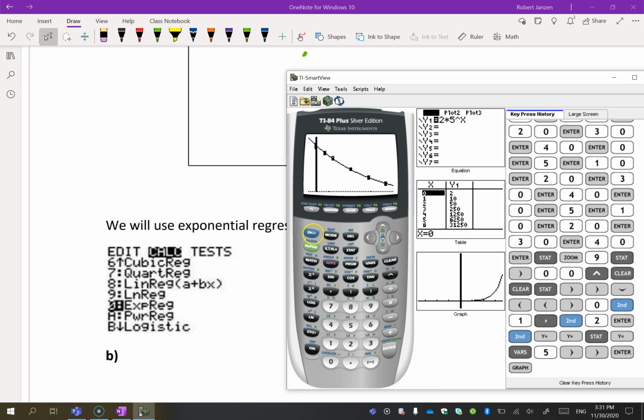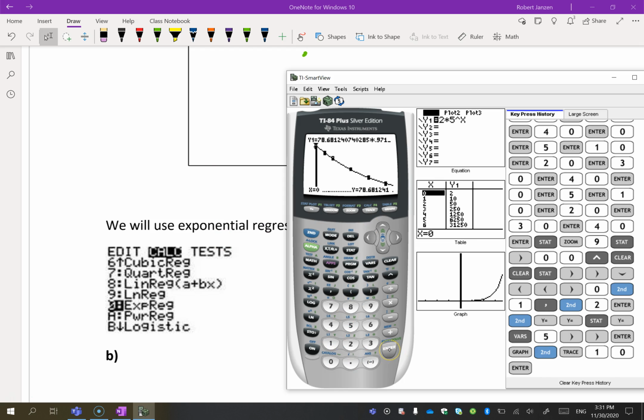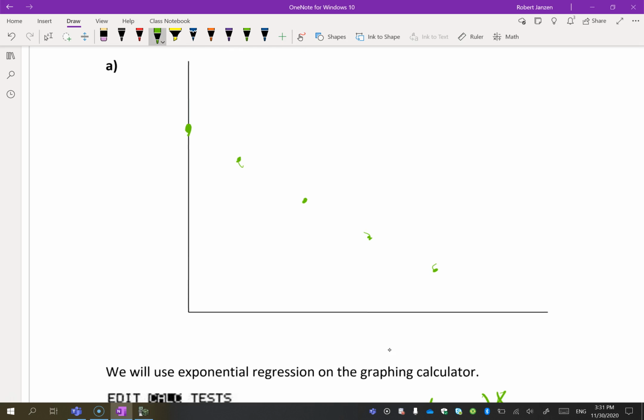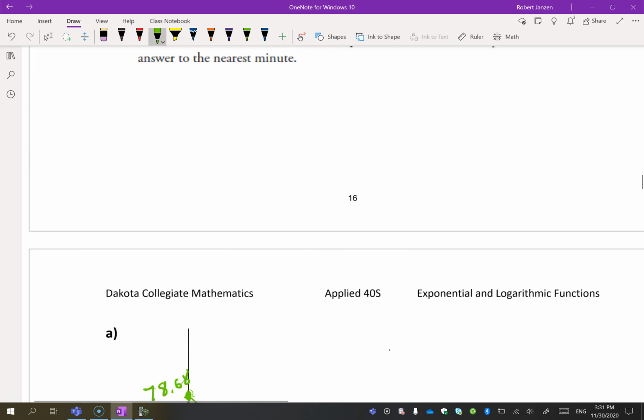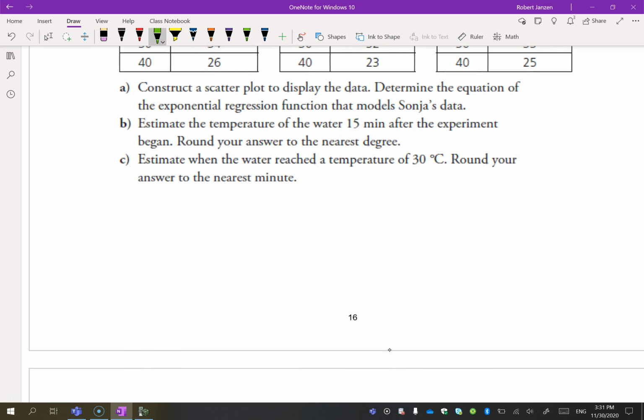And if we quickly calculate the y-intercept, we have a y-intercept of 78.68. And so the graph looks something like this. Okay, so that's part A. Part A said construct a scatter plot. We did that. Determine the equation of the exponential regression. We did that. Now, part B says estimate the temperature of the water 15 minutes after the experiment began.